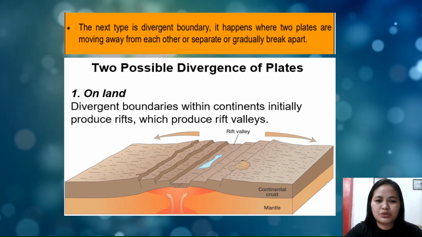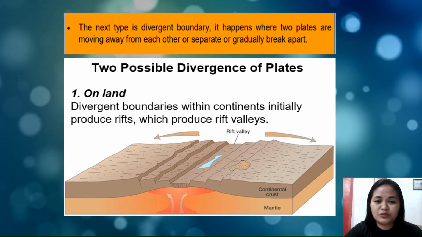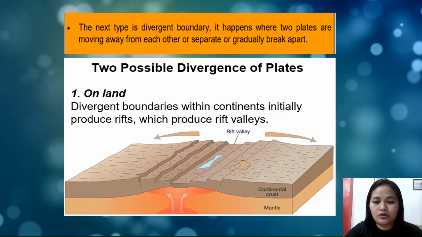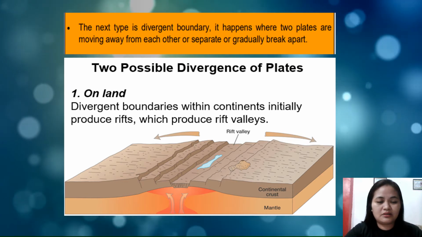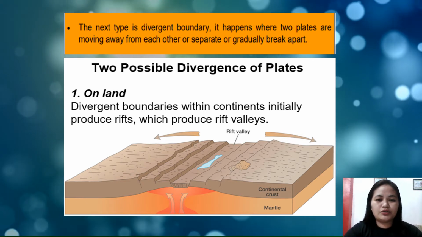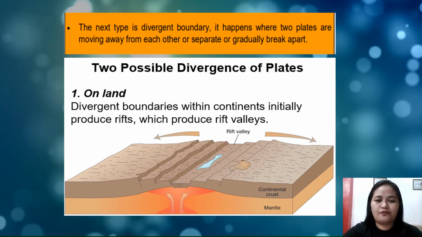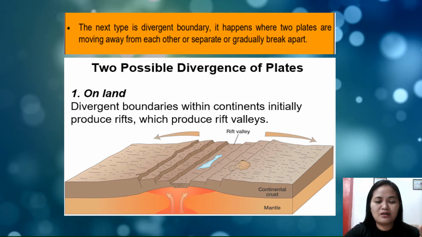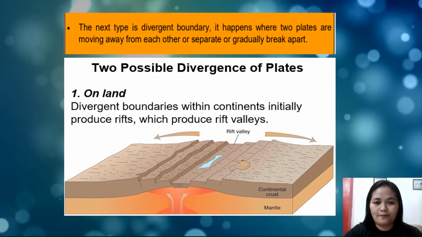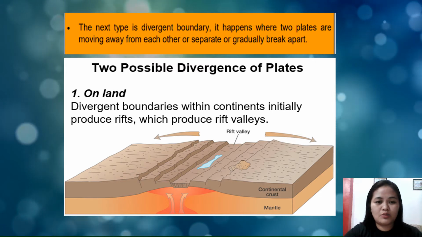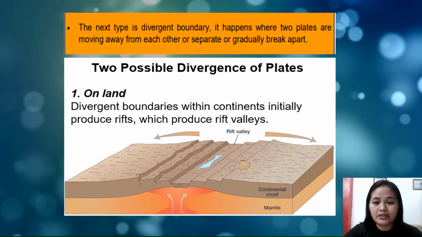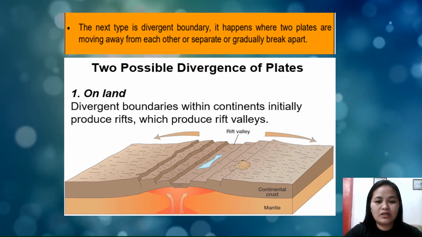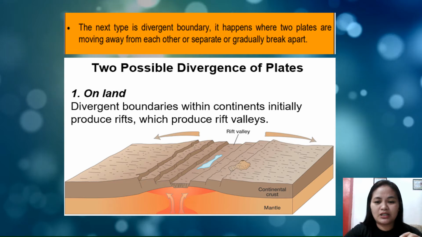I hope these pictures will help you because they are colored, and in your activity sheets you have your black and white. Okay, so there are two possible divergence of plates. In Filipino, may dalawang uri daw ng paghihiwalay ang lupa. Mga posibleng uri ng paghihiwalay. First is the breakup or divergence on land. Paghihiwalay ng lupa sa continental crust.